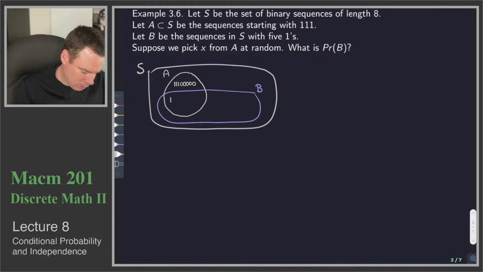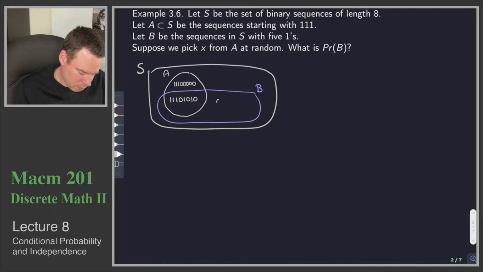What would be an example of something that's in both A and B? Well, it would have to start with 3 ones, and then it would have to have 5 ones in total. So maybe 3 ones and a 0, 1, 0, 1. How many characters is that? That's 3, 4, 5, 6, 7, and then followed by another 0. So there's an example of something that's in both A and B.